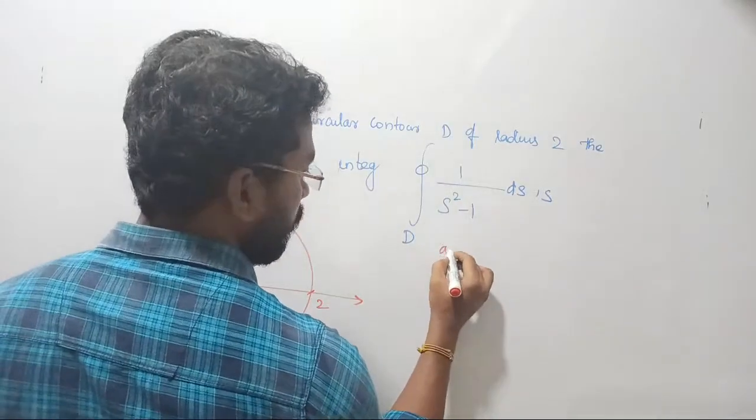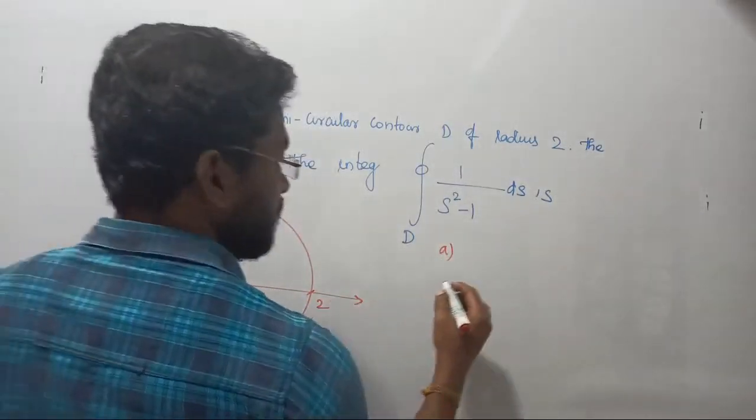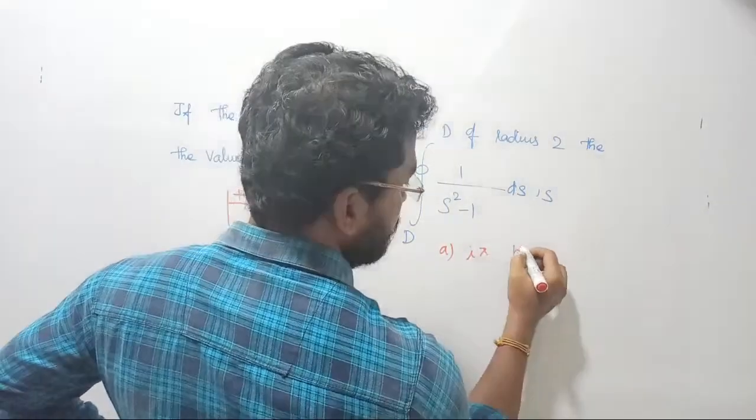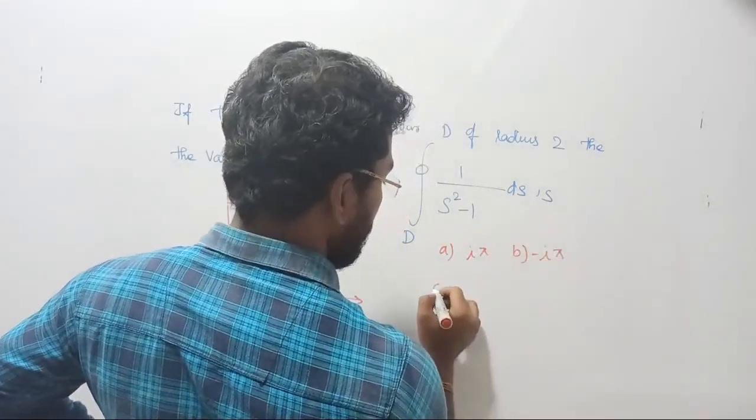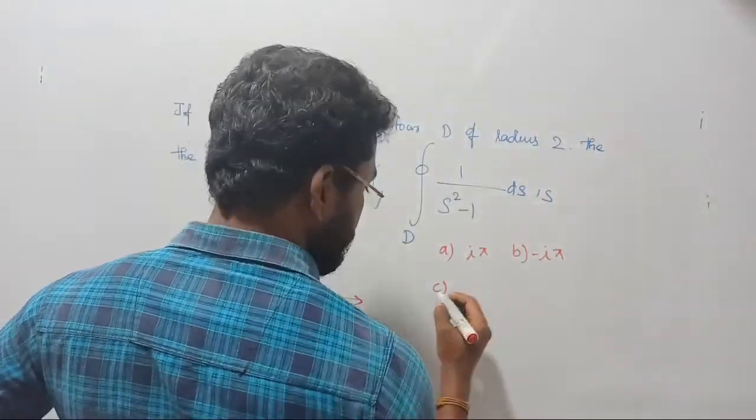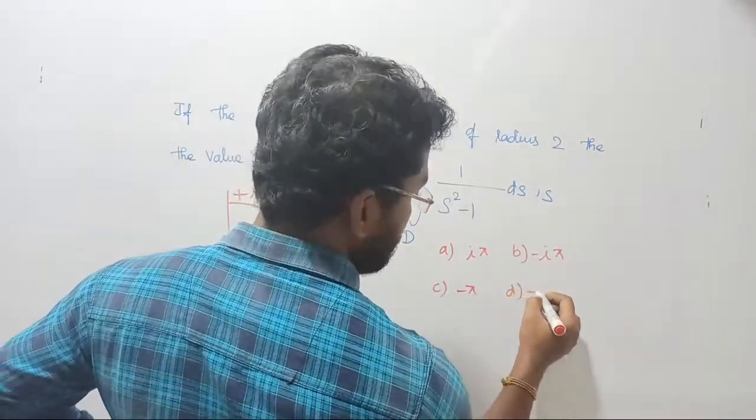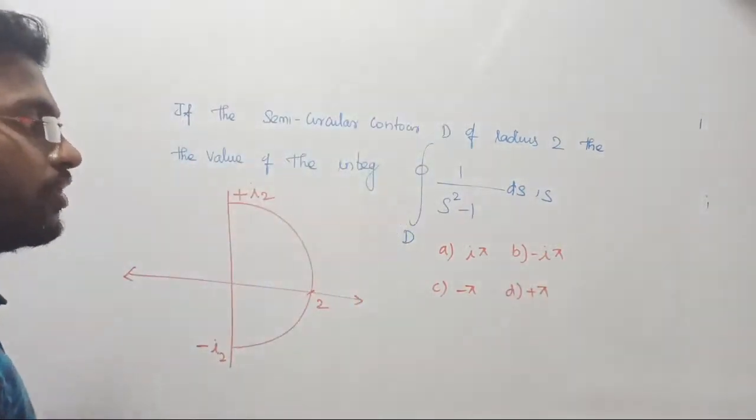And they had given four options. Option A, i into pi. Option B, minus i into pi. Option C, minus pi. Option D, plus pi. Can you please figure out the answer?